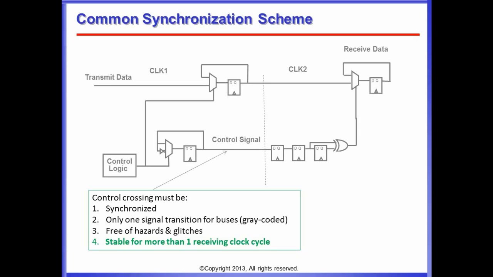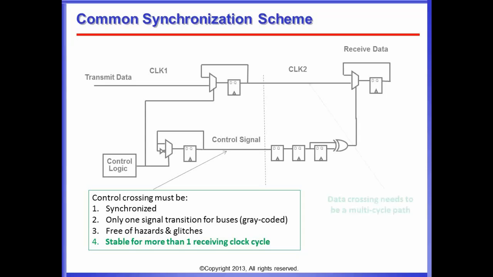If this is a bus, only one signal should have a transition at the same time, so there should be a gray encoding on this address bus. It should be free of hazards and glitches, and it should be stable for more than one receiving clock cycle. This is interesting if your transmit flop runs at a higher frequency than your receiving flop, of course. Otherwise, you don't have a problem with the width of this control signal.